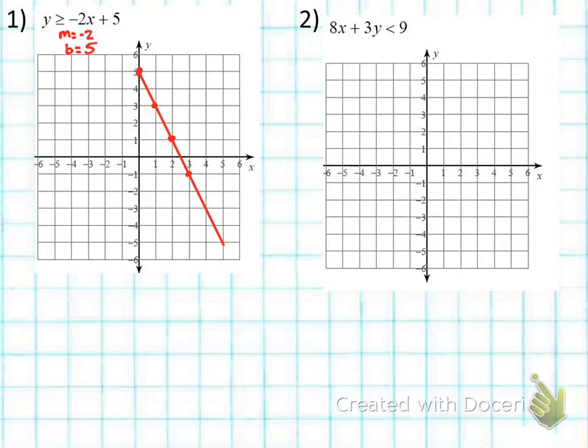Now before I move on, I'm going to ask myself, do I need to make this a dashed line? I would look at my inequality and I would make it dashed only if there was no equal sign. But since there's an equal sign here also, it's greater than or equal to, I'm going to leave it solid. Last thing, once I graph my line, I need to shade. I read it from left to right: y is greater than or equal to this expression. Since this is greater than or equal to, I'm going to shade above the line. So we're going to shade above the line.